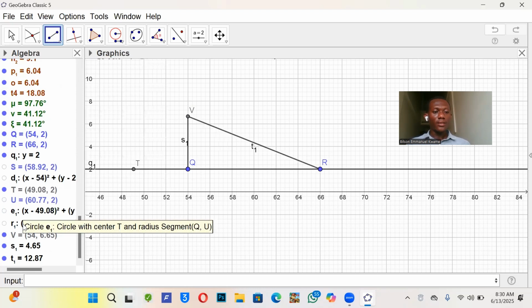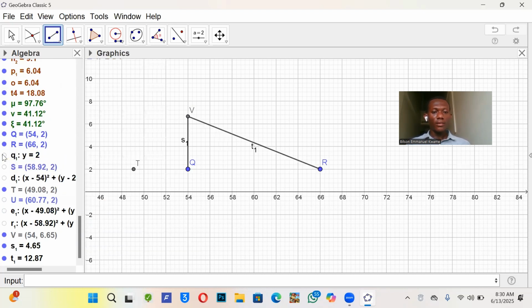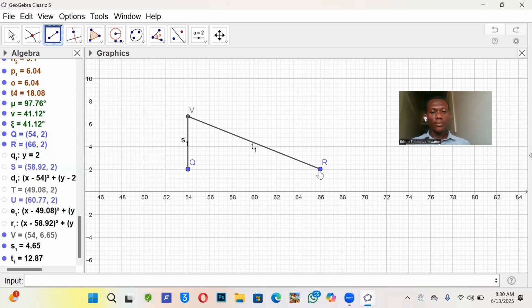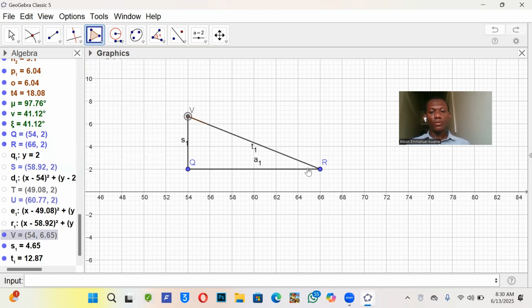Then we deactivate the line Q1. Okay, so we deactivate the point T. Then we close this side now with what? A segment from here to here. Now we've drawn our right angle triangle, right? Then we close it up with a polygon. This is how you can draw a right angle triangle.